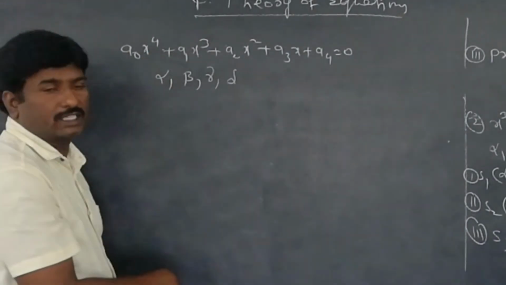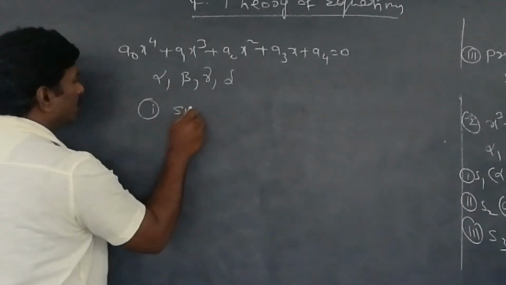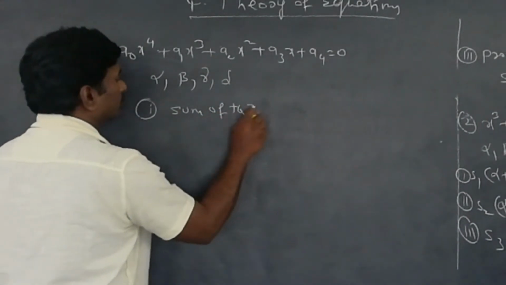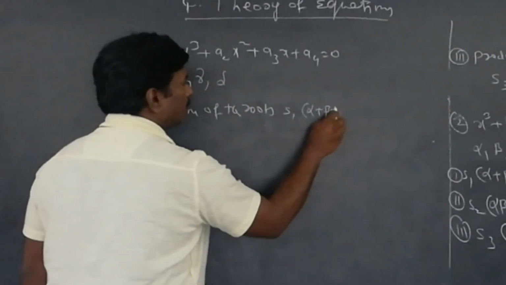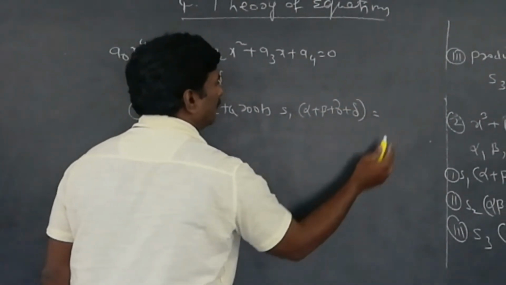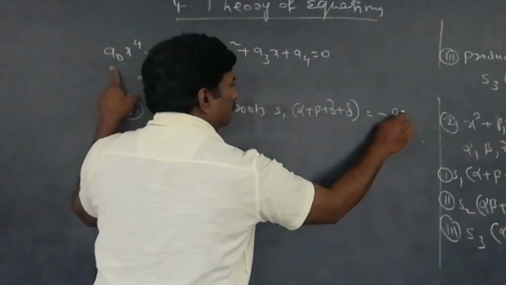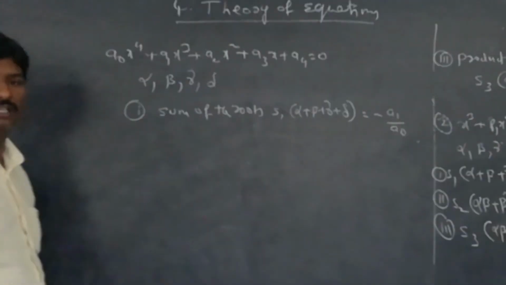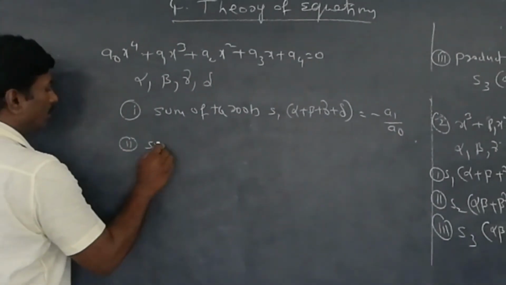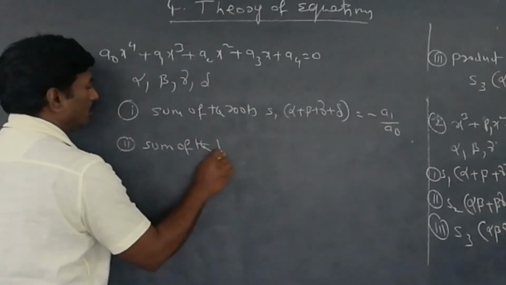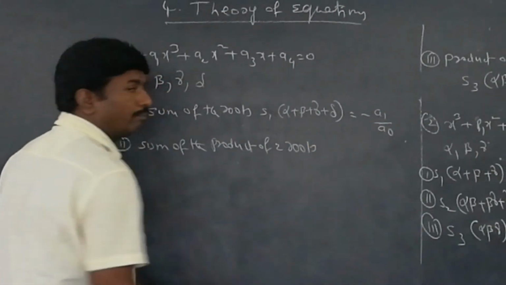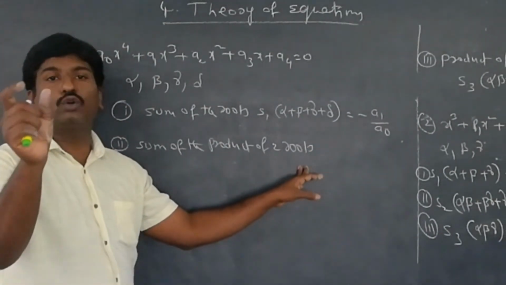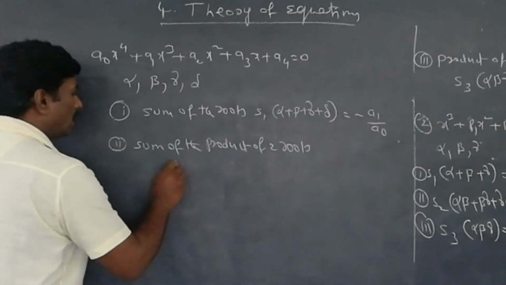Then it has 4 conditions now. First condition, sum of the roots S1 is nothing but alpha plus beta plus gamma plus delta, that is minus second term quotient by leading quotient, that is minus A1 by A0. Now second one, sum of the product of two roots. Taking two roots at a time, their sum is called S2.